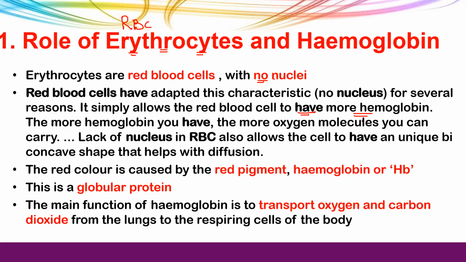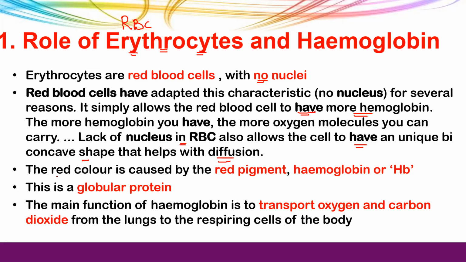And thinking about hemoglobin, the more hemoglobin there is, definitely the more oxygen carrying capacity there is for the blood. The lack of a nucleus in RBCs also allows the cell to have a unique biconcave shape that helps with diffusion as well, because it increases the surface area. If the nucleus was there, the cell would have a distinct shape like we have seen for eukaryotic cells. Since there is no nucleus, it has this biconcave disc-like shape.